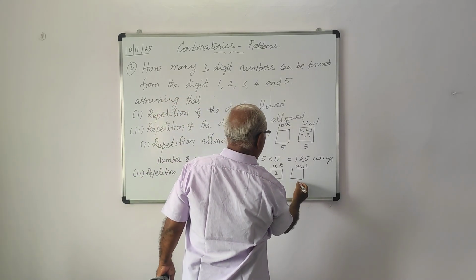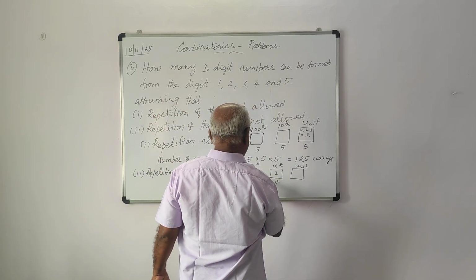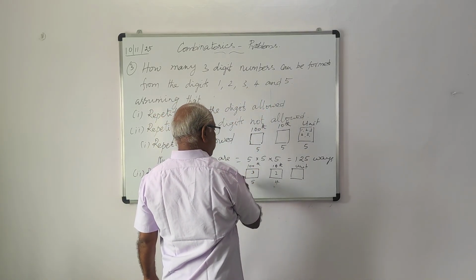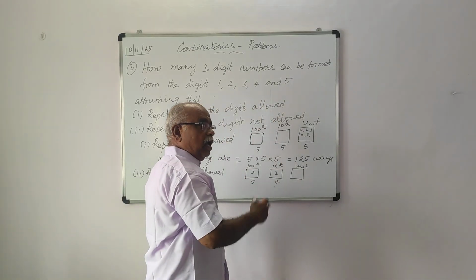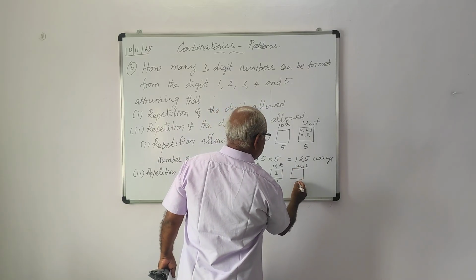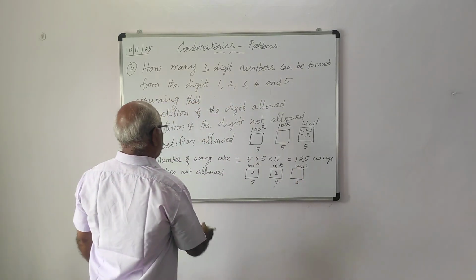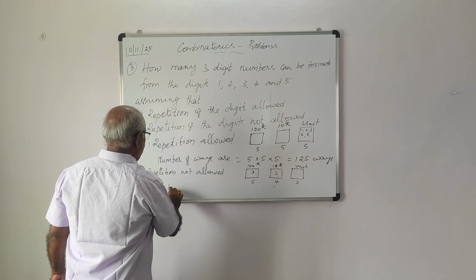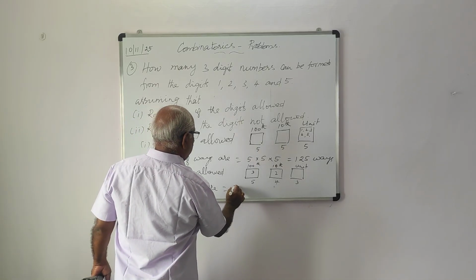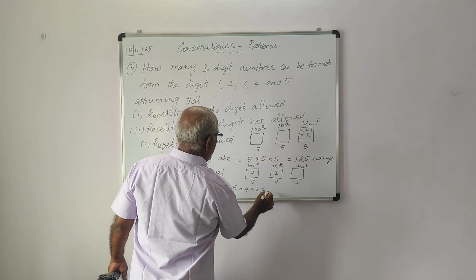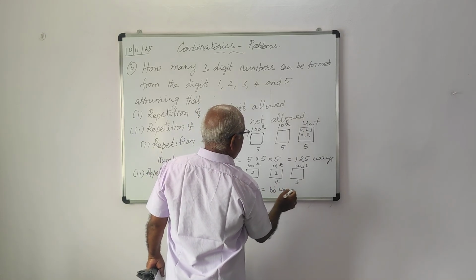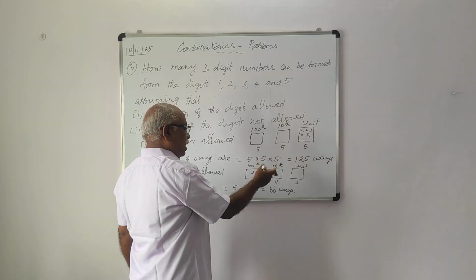Therefore, with repetition not allowed, the 100th place can be filled in 5 ways; one number is eliminated and the remaining 4 numbers can be used for the 10th place. Two numbers are eliminated, and the remaining 3 numbers can be used for the unit place. Therefore the total ways are, with repetition not allowed, 5 into 4 into 3, that is 20 into 3, 60 ways. So 60 numbers are formed with repetition not allowed.